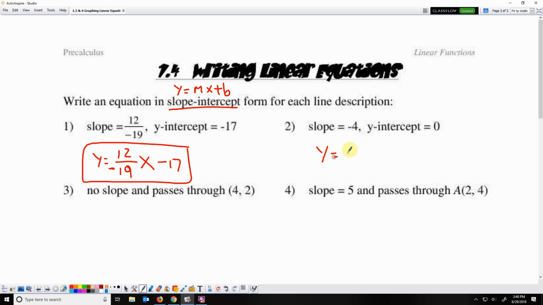So in number two, you've got a slope of negative 4. The y-intercept is 0. I can write plus 0, but I really don't need to. So that is my equation.